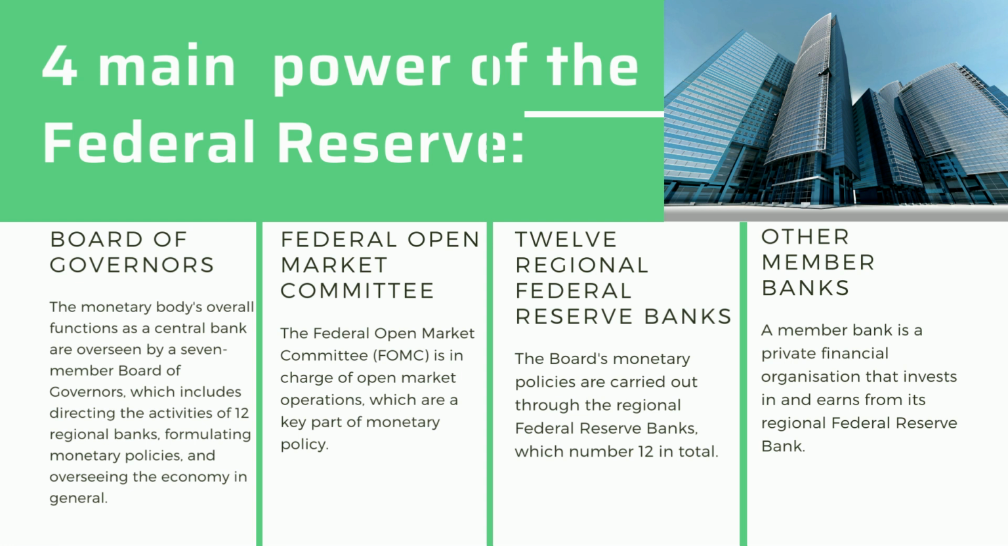12 regional Federal Reserve banks. The board's monetary policies are carried out through the regional Federal Reserve Banks, which number 12 in total. And the other member banks. A member bank is a private financial organization that invests in and earns from its regional Federal Reserve Bank.